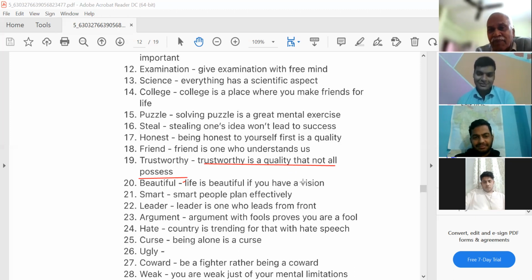Life is beautiful if you see it, if you have a vision. Do you have one? Vision. Yes, sir. Vision and mission. That is because you know vision. Everyone dreams, but realizing the dream is not easy. Yes, sir. Move on. Smart people plan effectively.